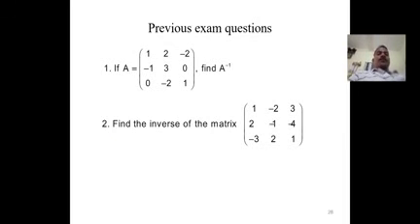Here are the previous exam questions. If A is equal to [1 2 -2; -1 3 0; 0 -2 1], then find A inverse. As usual, you can check the singularity of this matrix A, that is, the determinant of A. If it is non-zero, then A is non-singular, and you can find its inverse by the cofactor matrix transpose by determinant of A, that is, adjoint A by det A. Similarly, find the inverse of the matrix [1 -2 3; 2 -1 -4; -3 2 1].